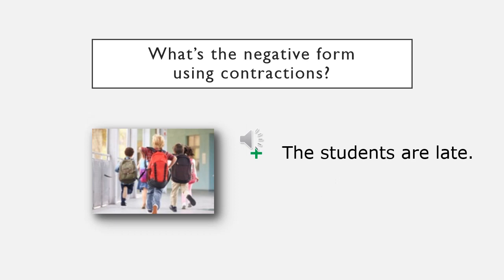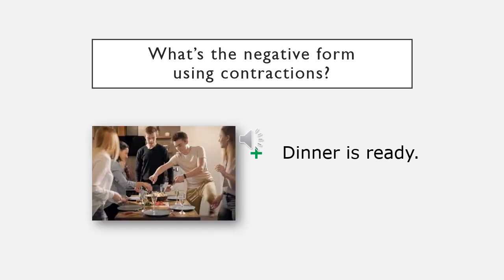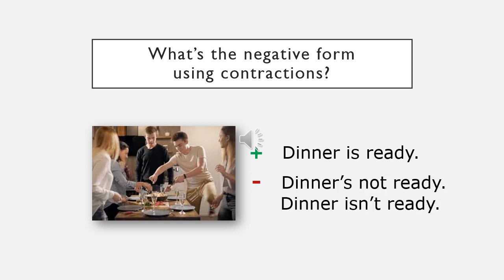The students are late. The students aren't late. For this one, we only have one option because we have a plural noun. Dinner is ready. Dinner's not ready. Dinner isn't ready.